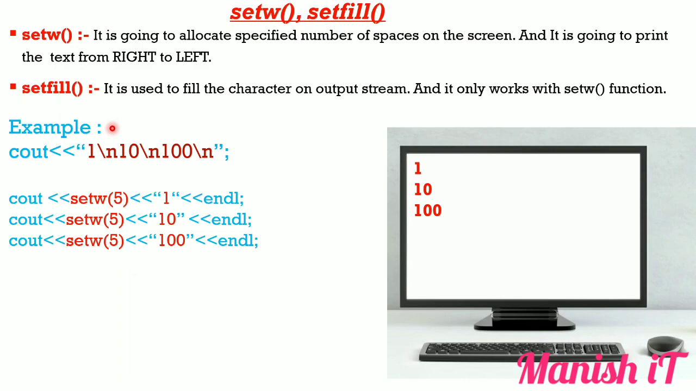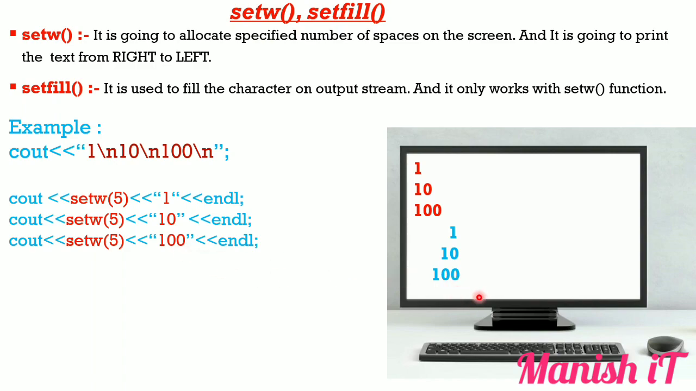So after execution of these three lines, how is it printing on screen? See, it's printing like this. It gives five spaces: four are blank and one is filled with 1, because we inserted it here. Three are blank and two are filled due to this 10, and here two are blank and three are filled with 100.